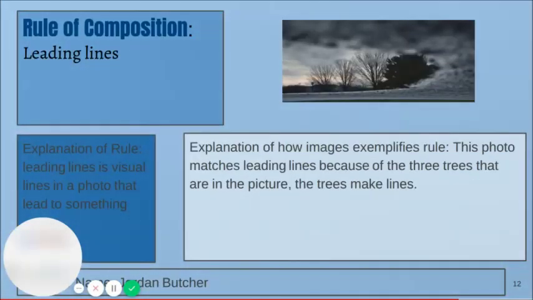My second rule is leading lines. Leading lines is a visual line in a photo that leads to something. This photo matches leading lines because of the three trees that are in the picture.